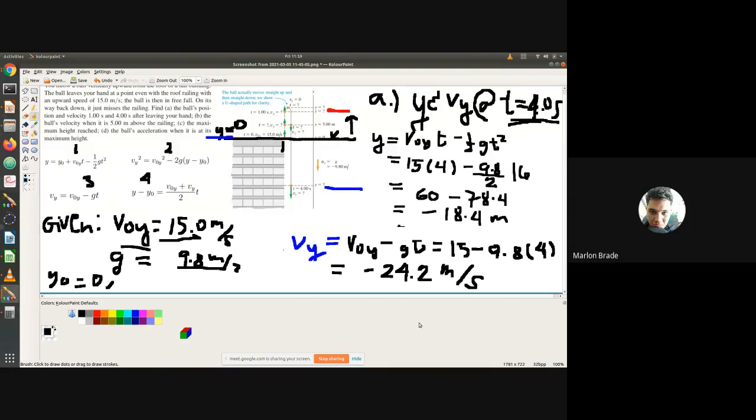Okay, so the next question is: find the ball's velocity when it is 5 meters above the railing. Okay. So ako na i-delete, kopyahon na nako ang question, pati print screen na lang ko ana.